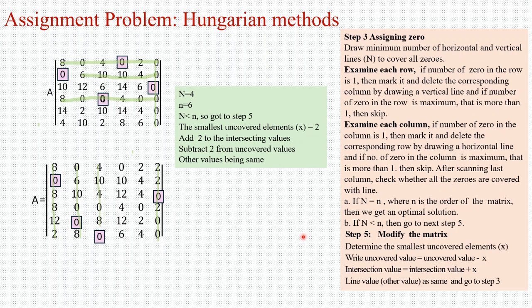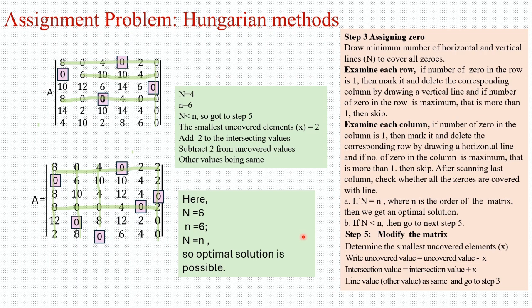Now, column scanning. First, second and third column, vertical line is there, so go to next column. Fourth column, 1 zero, so we mark it and delete that row by drawing a horizontal line. Fifth column, 1 zero, so we mark it and delete that row by drawing a horizontal line. Sixth column, vertical line already present. Now check whether all the zeros are covered by lines. Here, n is equal to 6. N is equal to 6. N is equal to N. So optimal solution is possible.